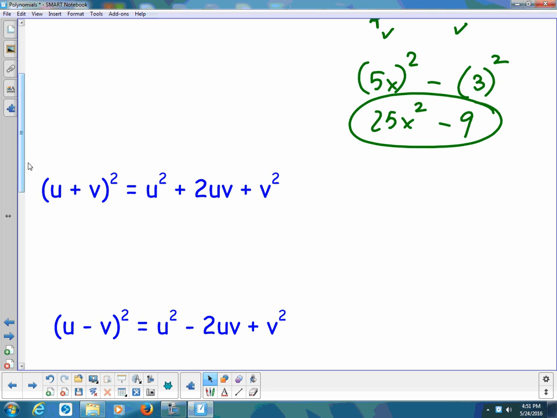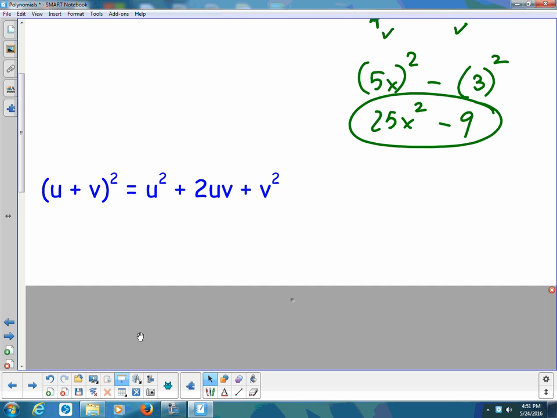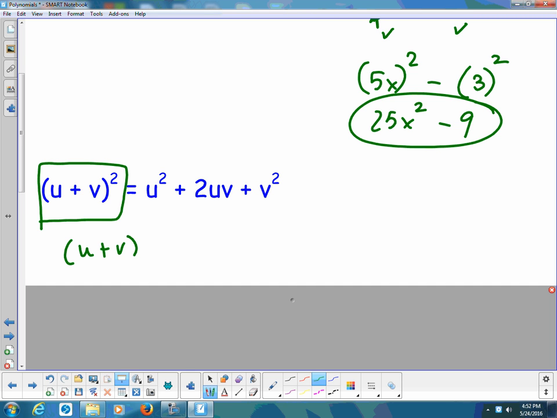Okay, so let's take a look at this next example. This next example is another special product pattern, and this one says if you have (u + v) quantity squared, that's the same thing as (u + v) times (u + v), because remember, that's what this is saying. It's saying you've got a binomial and you're squaring it. So you're going to take that binomial and multiply it by itself.